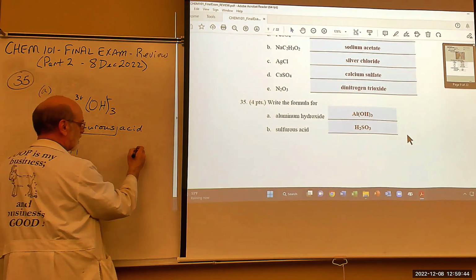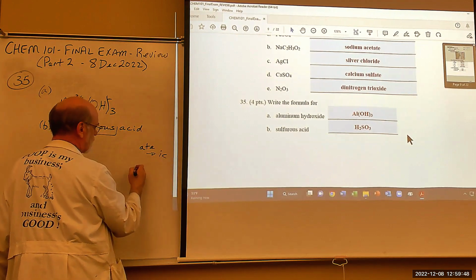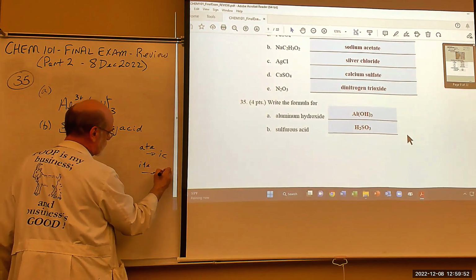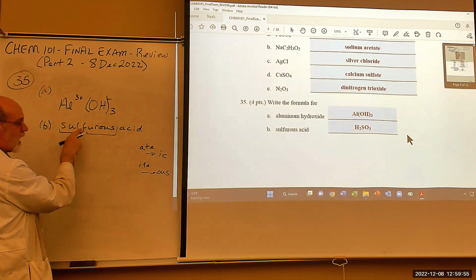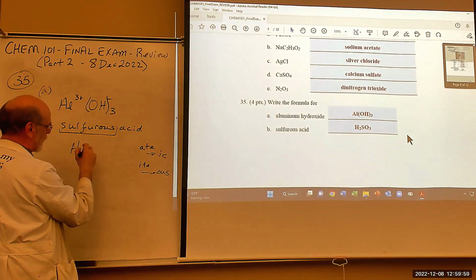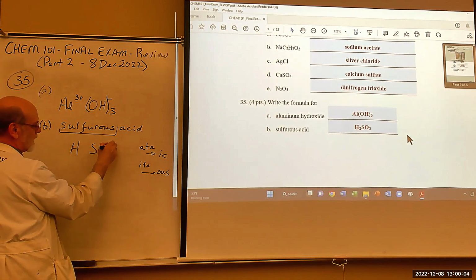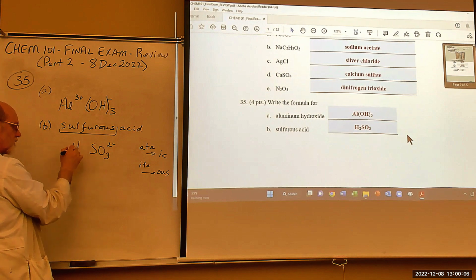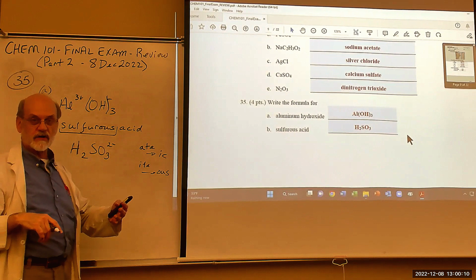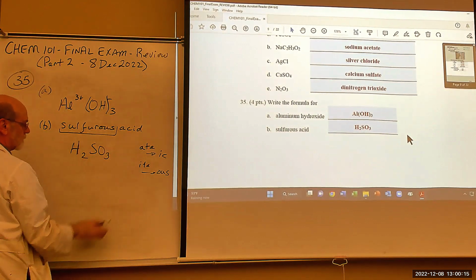So remember, ates become ic, and ites become ous. So this is not sulfate, but sulfite. And the sulfite is SO3 2 minus. So now we know that we need 2 hydrogens because each one is a positive charge. Right. So there's your compound.